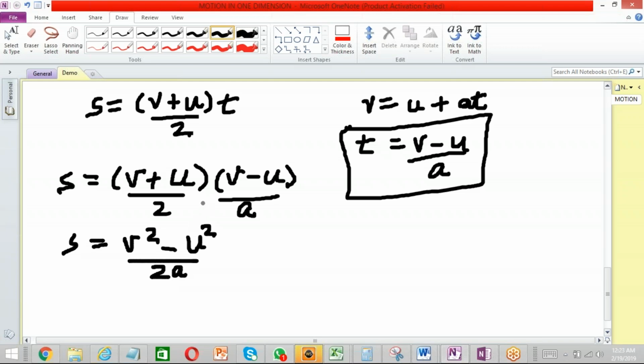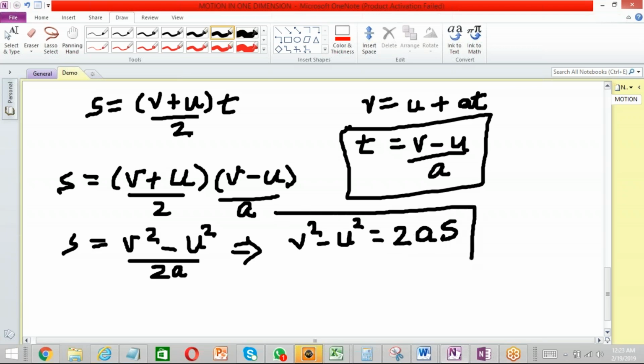And now finally you can do a cross multiplication, and it will give you v square minus u square equals 2as. And this is your third equation of motion. So in this way, you can simply go ahead and derive all three equations of motion.